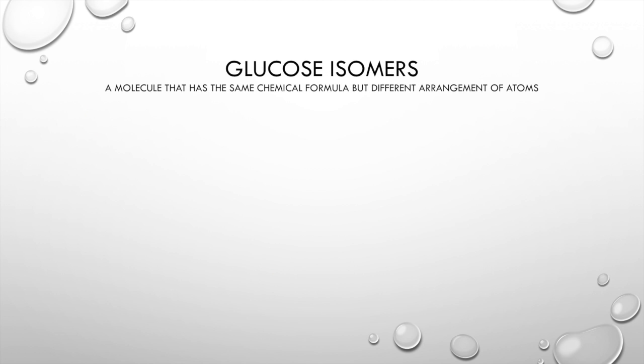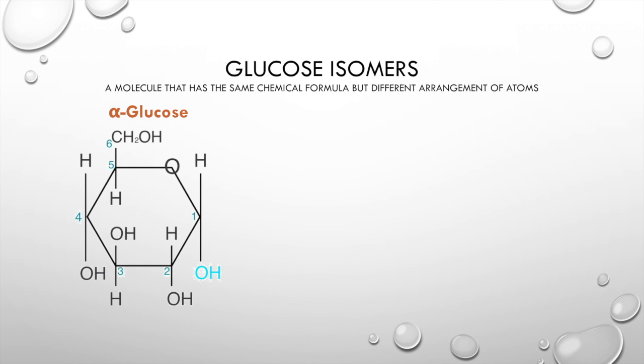So now we're going to look at the isomers of glucose. So glucose has two isomers, and an isomer is basically a molecule that will have the same chemical formula, so it has the same number of carbons, hydrogens, and oxygens, but it has a different arrangement of these atoms. So to get a better understanding of this, we first have alpha glucose. That's the first monomer of glucose, and it looks like this.